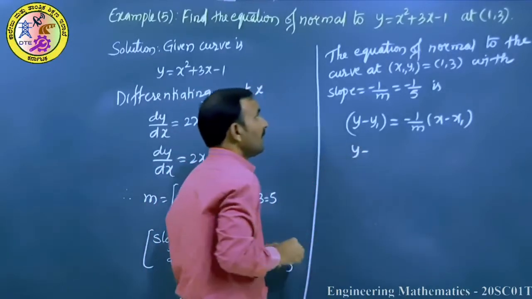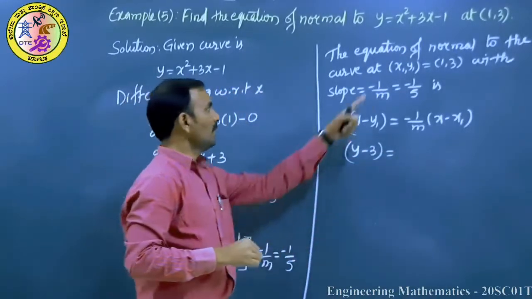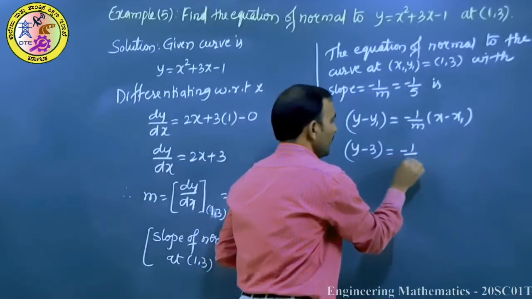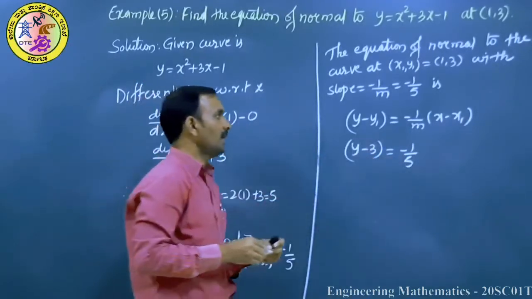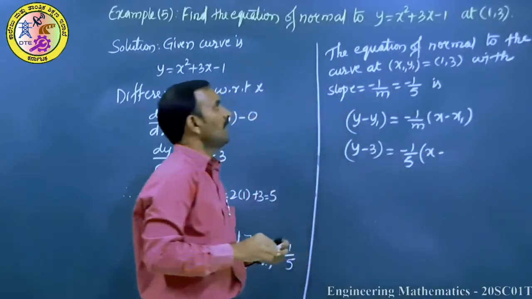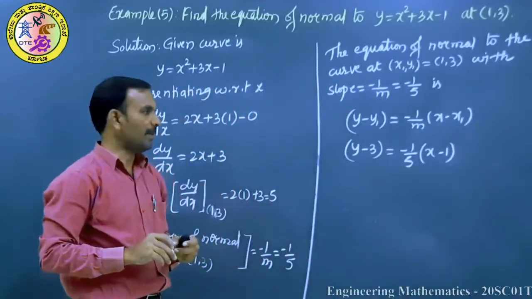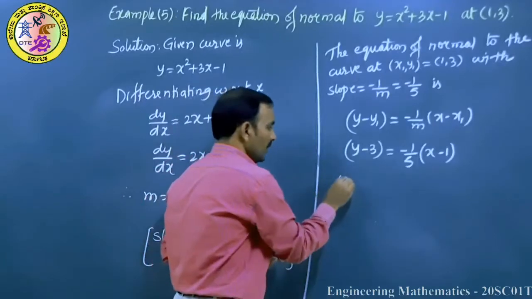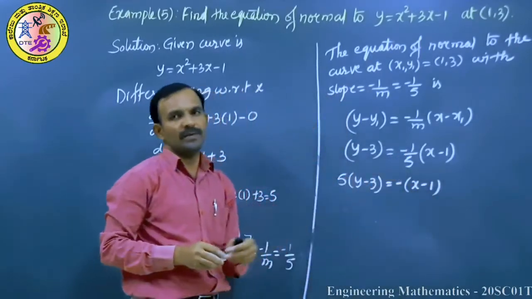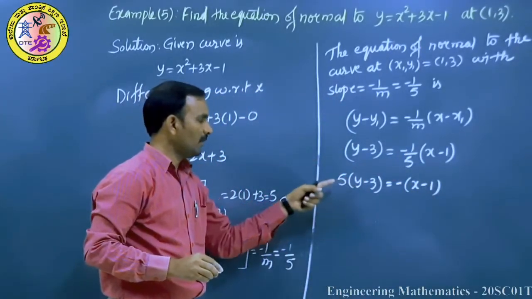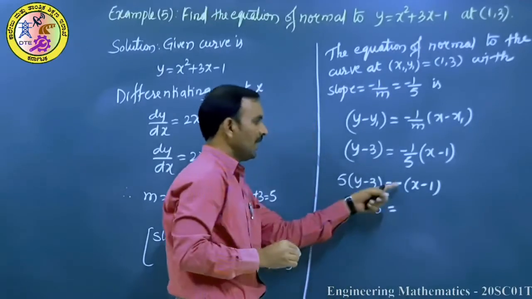Now y minus, what is the y1 value? 3. Y minus 3 is equal to minus 1 by m. The minus 1 by m value is minus 1 by 5, where m is 5. Then x minus x1, where the x1 value is 1. Now you have to simplify by cross multiplication. 5 comes here, so 5 into y minus 3 equals minus x minus 1. It is not necessary to write 1; if you want, you can write it. Now 5 into y, 5y minus 15 is equal to minus 1 into x.